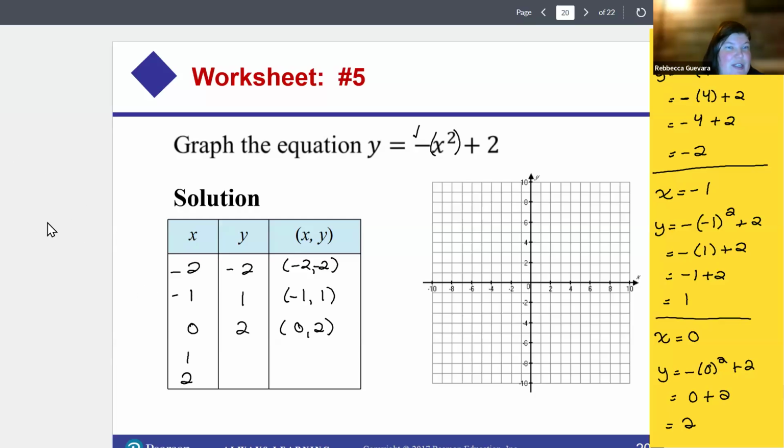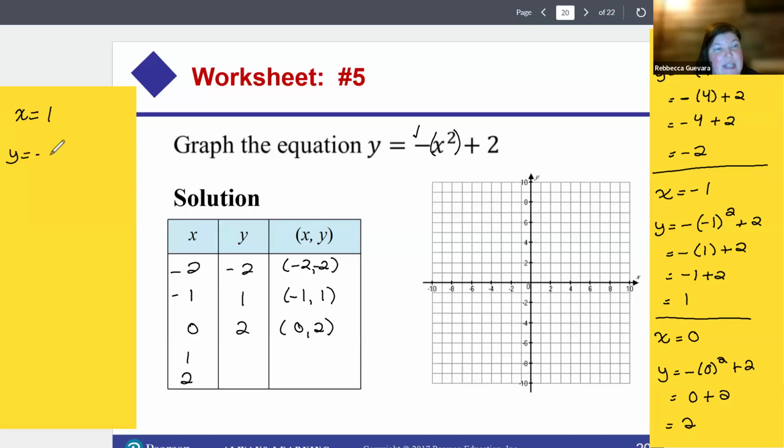And off the other side, I'm going to do my remaining 2 points. I'll move something here so I can do that. If x is now 1, then y is negative, the x is being replaced with 1 squared plus 2. So that's going to be -1 plus 2, or 1.